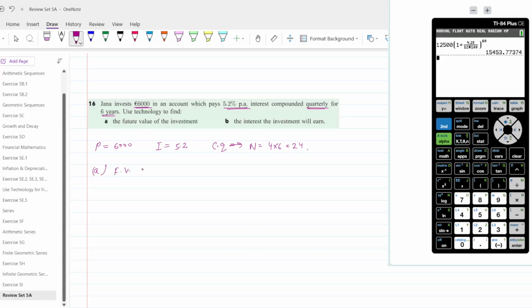Now the future value is going to be apps, finance, TVM Solver. So n is 24, interest per annum is 5.2, present value is 6,000, PMT should be 0, future value we are supposed to calculate, and P/Y, C/Y has to be 4 because it is compounded quarterly. So future value is going to be alpha, enter, 8,180 euros. That's the answer.